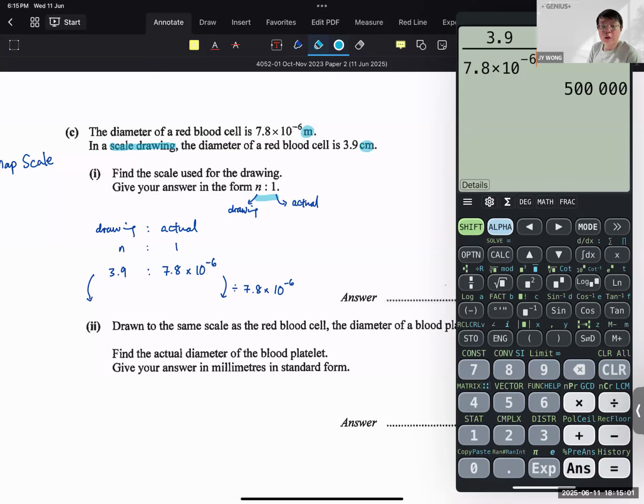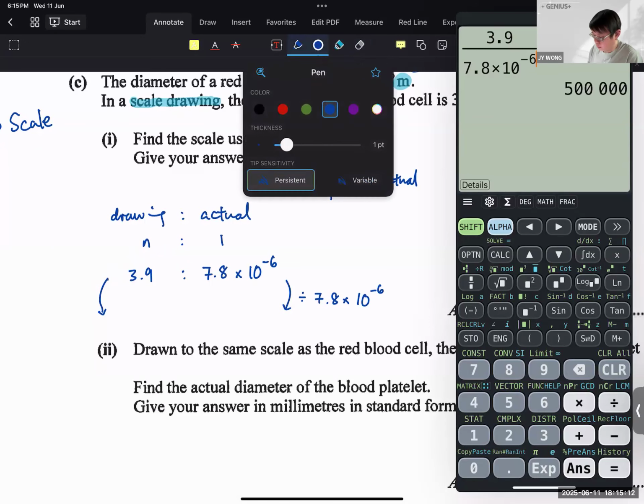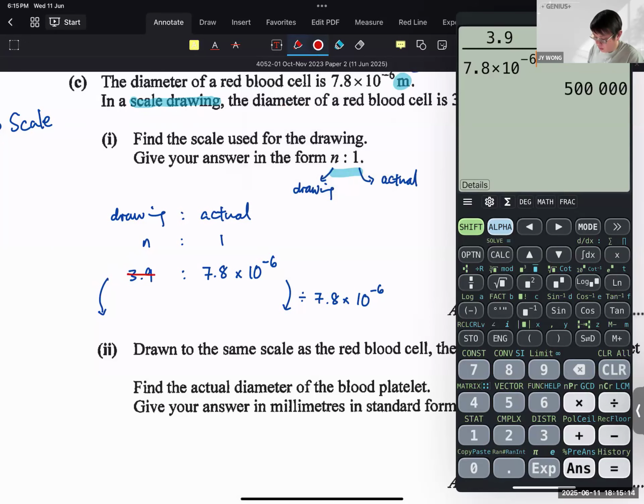So your 7.8 times 10 to the power of -6 is not in cm, it is in meters. But this is in cm. So you cannot put 3.9 here, right? What should the 3.9 have been? The 3.9 needed to be 0.039 meters. And that's why sometimes for map scale, you will want to put the unit. The unit will eventually disappear because it will cancel out.